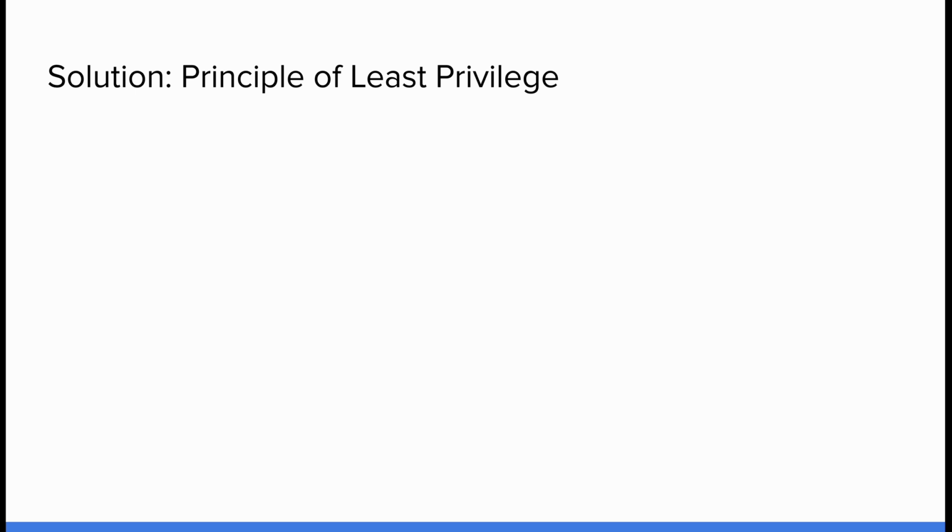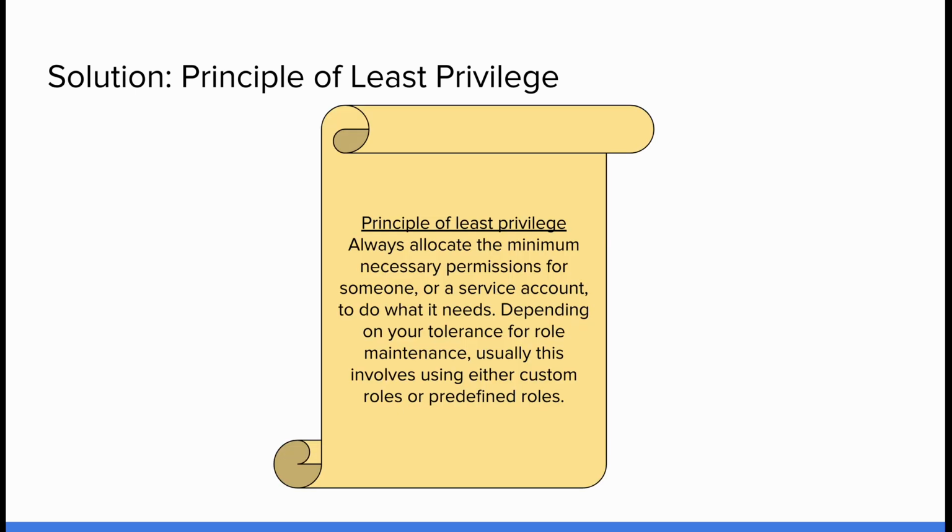So, how do we mitigate these risks? A big part of the solution is following the principle of least privilege. This is my wording of it, but basically the principle of least privilege is as follows. Always allocate the minimum necessary permissions for someone or a service account to do what it needs. Depending on your tolerance for role maintenance, usually this involves either custom roles or predefined roles. This approach is simple. Only give the exact permissions required and nothing more.